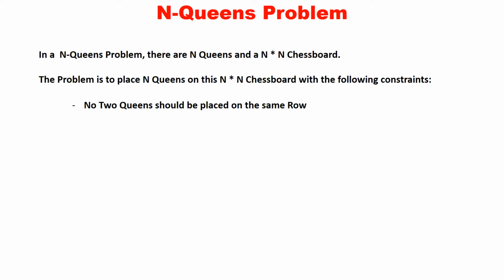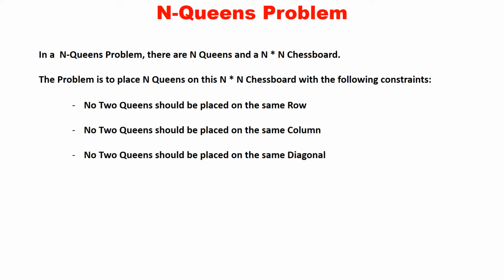What are the constraints? No two queens should be placed on the same row. No two queens should be placed on the same column. No two queens should be placed on the same diagonal. That's all the n queens problem. So how to solve this problem using backtracking? I'll take a small example.